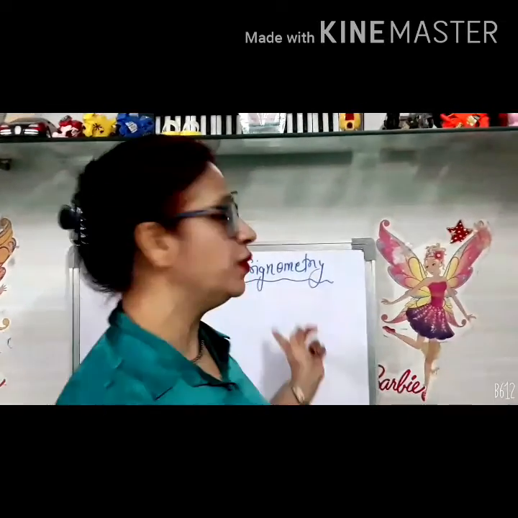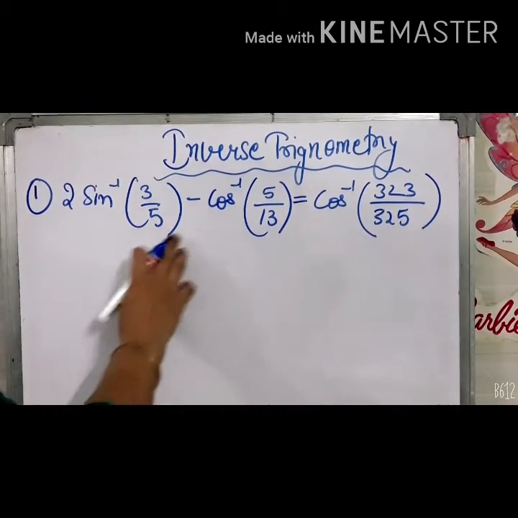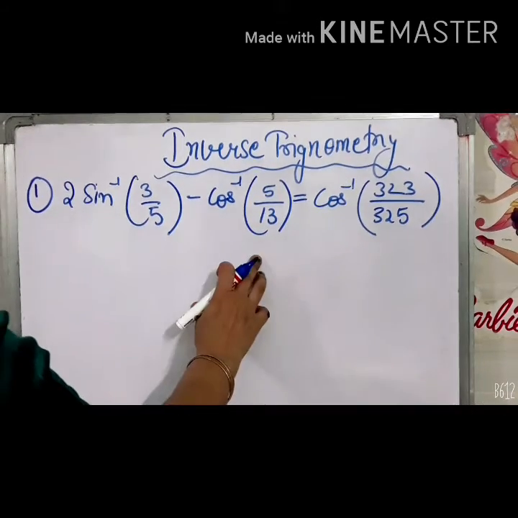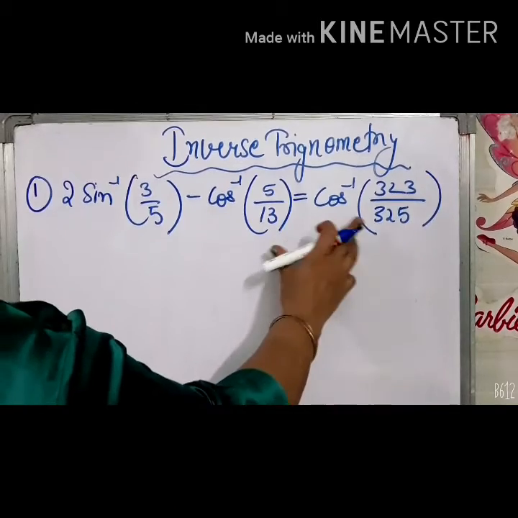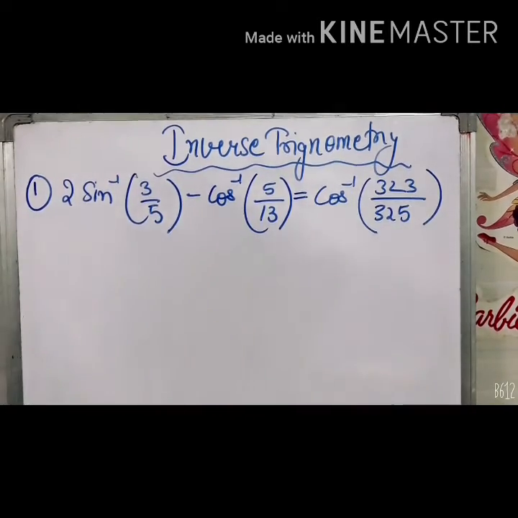Hello everyone, welcome back. Today we will do some difficult questions of inverse trigonometry. First question is 2 sine inverse of 3 by 5 minus cos inverse of 5 by 13 is equal to cos inverse of 323 by 325. Now how to solve this question?